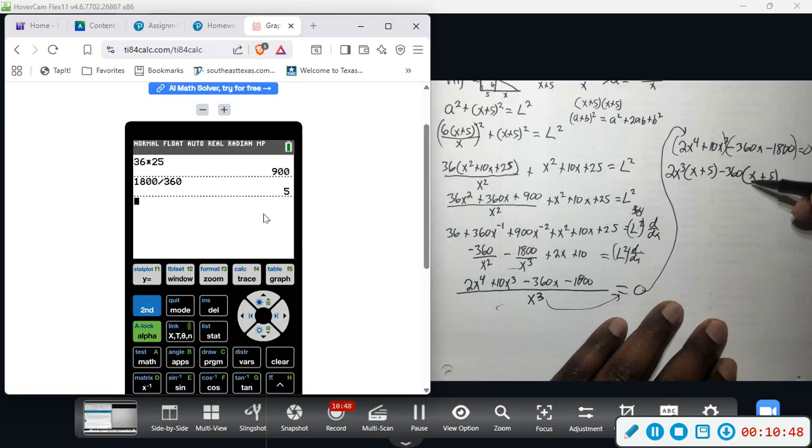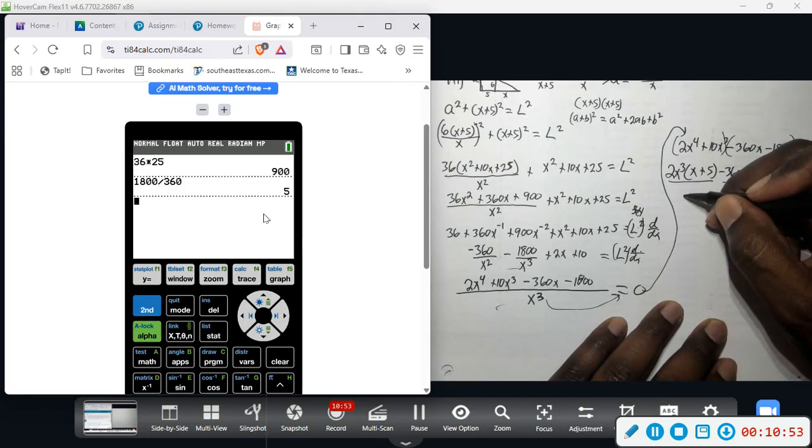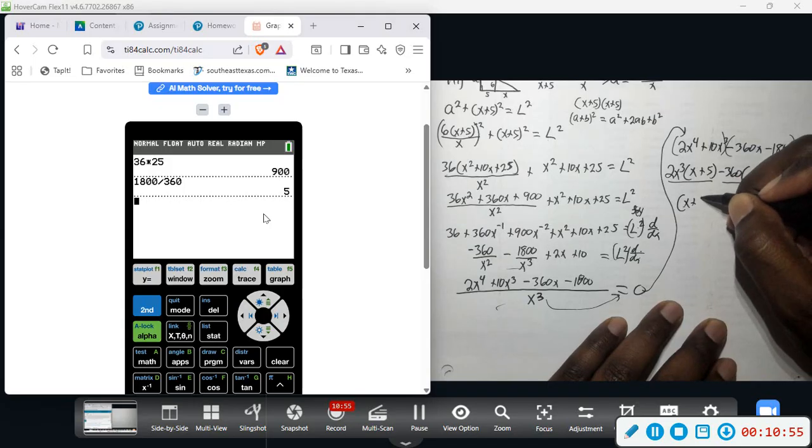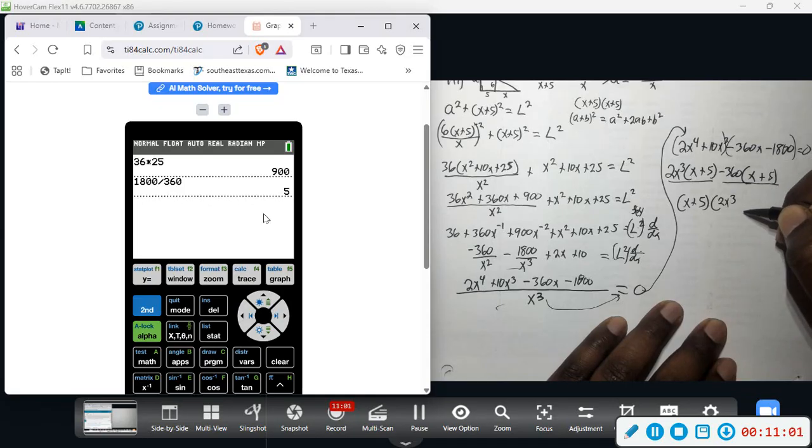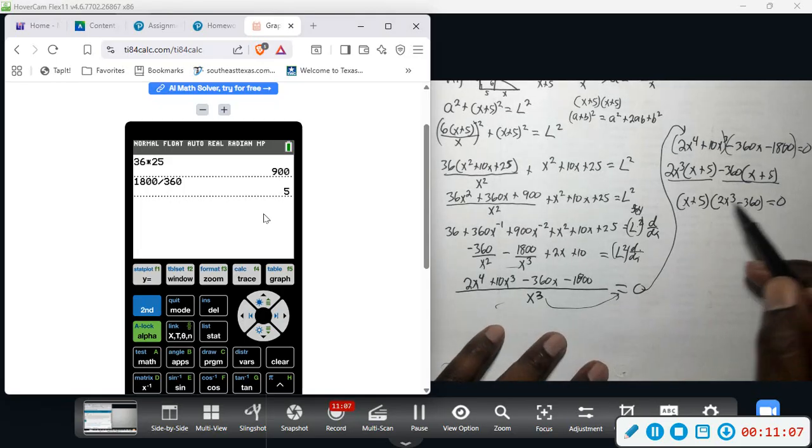And then you do one more factor. This and this, they both have x plus 5. So factor out the x plus 5. And then what we're left with is the 2x cubed minus 360. All right, so we'll set each of these factors to 0.